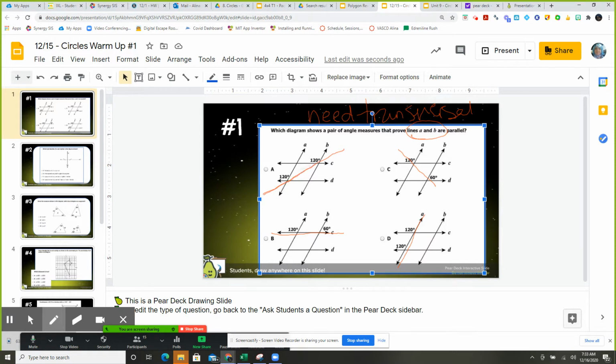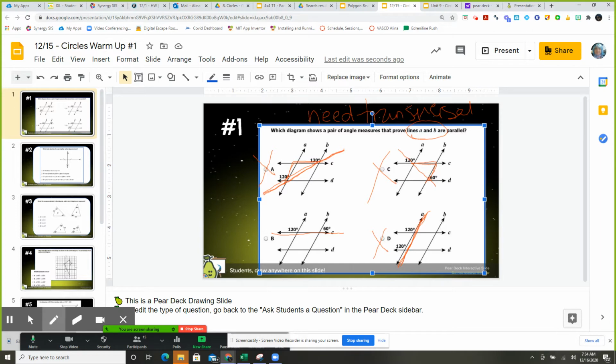Are these two connected? It can't be A because I can't get from 120 to 120 on the lines without making a turn. Same thing here. I can't get straight from the 120 to 60, so it can't be those. Here, A, I'm trying to prove parallel, so it can't be the transversal.